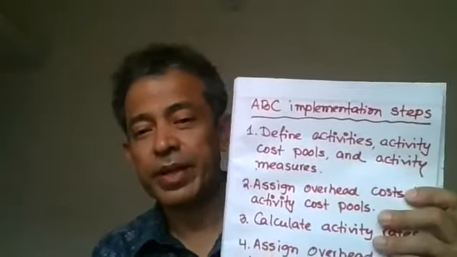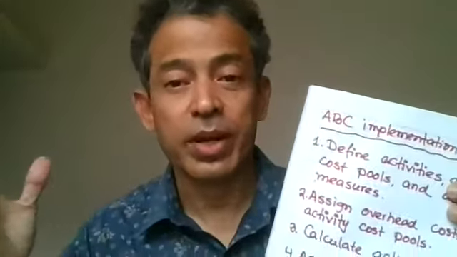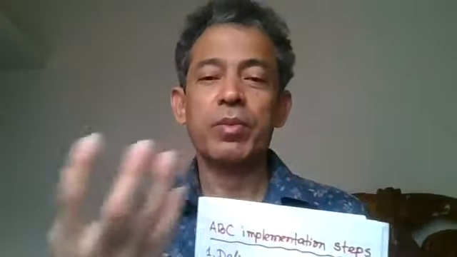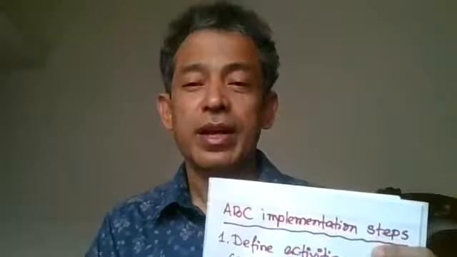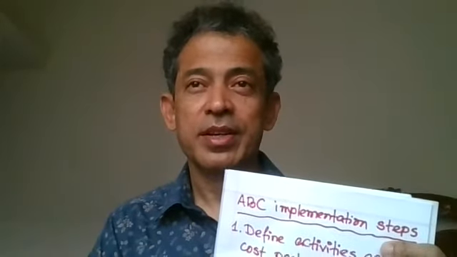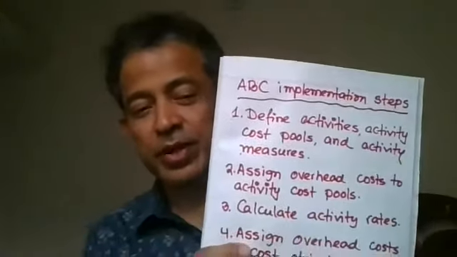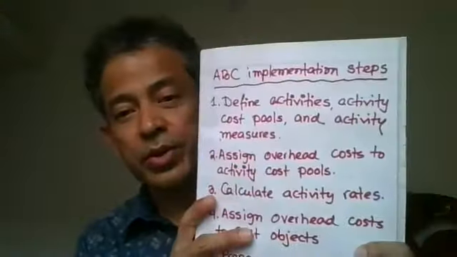So the first one is definition, all the definitions. Step number 1, define activities, activity cost pools, and activity measures. And then second is assign overhead costs to activity cost pools. Now that you have the activity cost pools, assign your overhead cost to those pools. So pools would be like small buckets where we accumulate those resources, those costs. Like puddles where rainwater accumulates. So assign overhead costs to those activity cost pools.